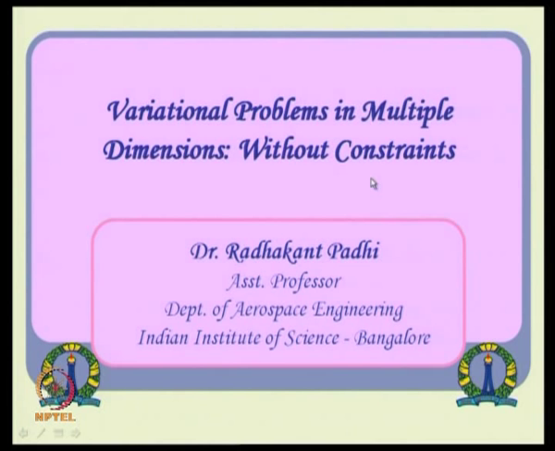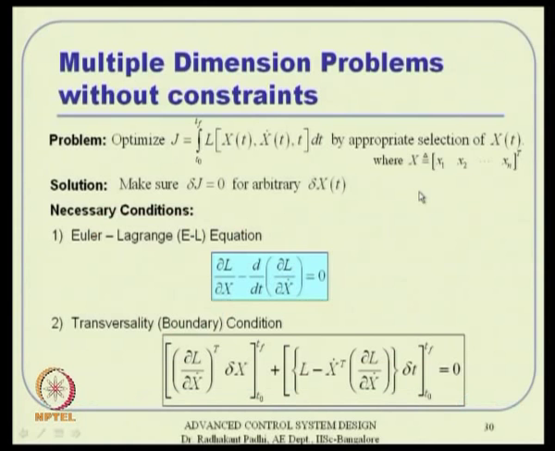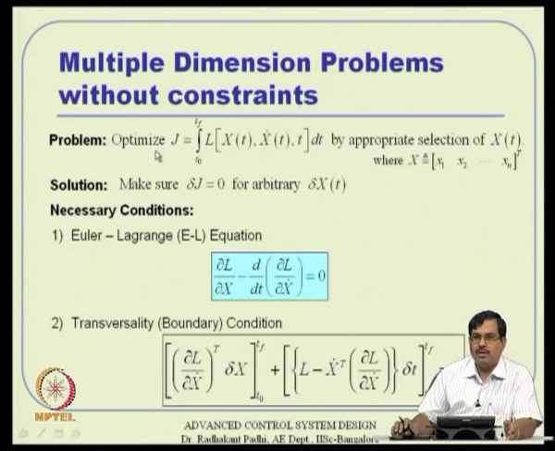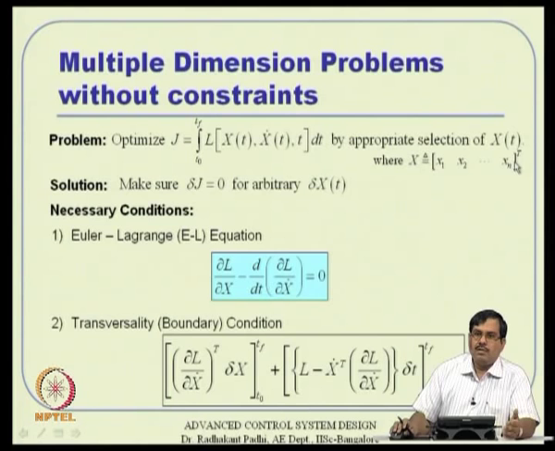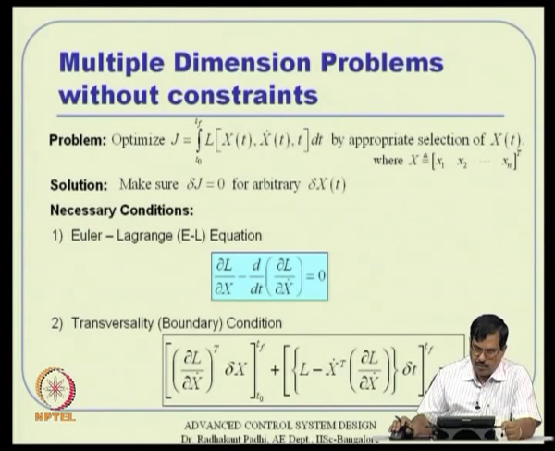So, without constraints, but it is a multidimensional problem, that means the cost functional to optimize J is something like this. Remember, normally J is a scalar value, even though x is a vector, J is a scalar, and here x we talk about like n-dimensional state vector. I mean, n-dimensional vector in general, because still we do not know what is x when you talk about calculus of variation in general sense.